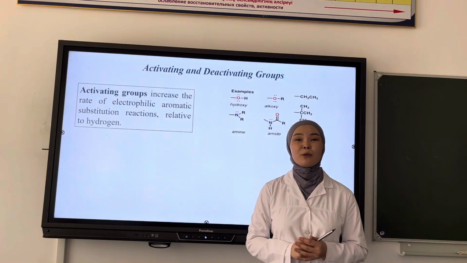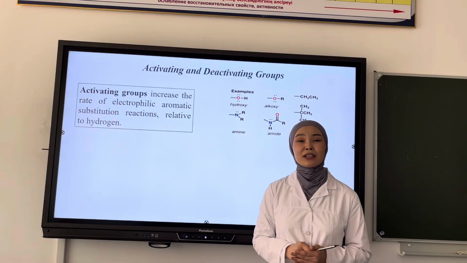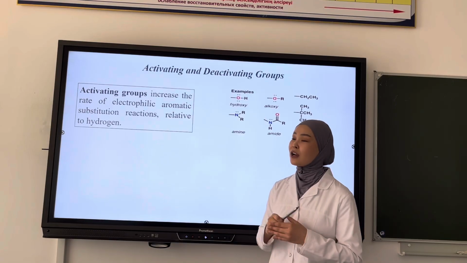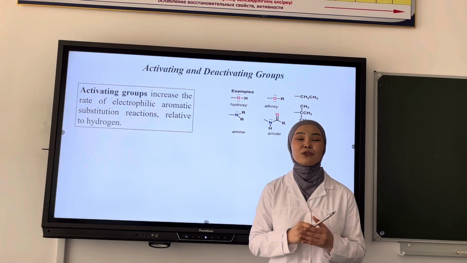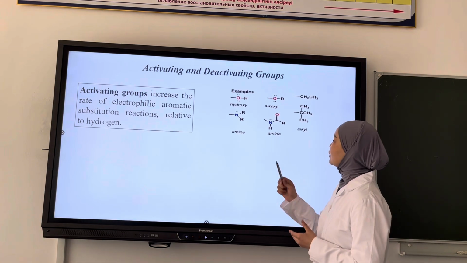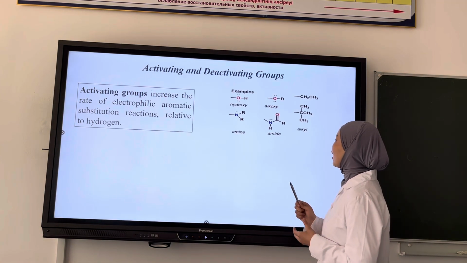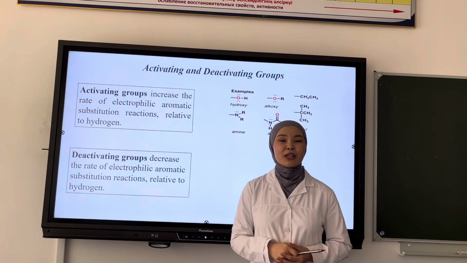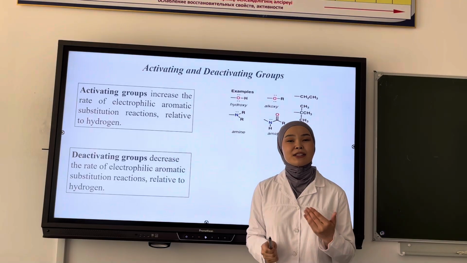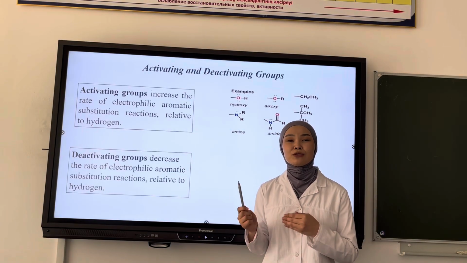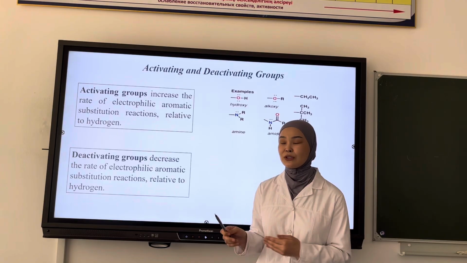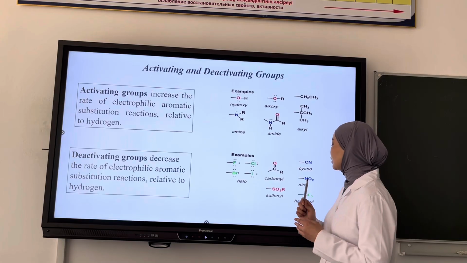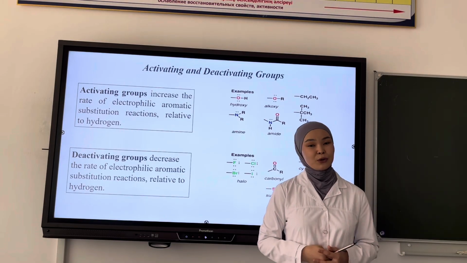Now, let's go into more detail about activating and deactivating groups. Activating groups increase the rate of electrophilic aromatic substitution reaction relative to hydrogen. Examples: hydroxy, alkoxy, amine, amide, and alkyl groups. Next, deactivating groups. Deactivating groups decrease the rate of electrophilic aromatic substitution reaction relative to hydrogen. Examples: halogens, carbonyls, cyano, nitro, and haloalkyl groups.